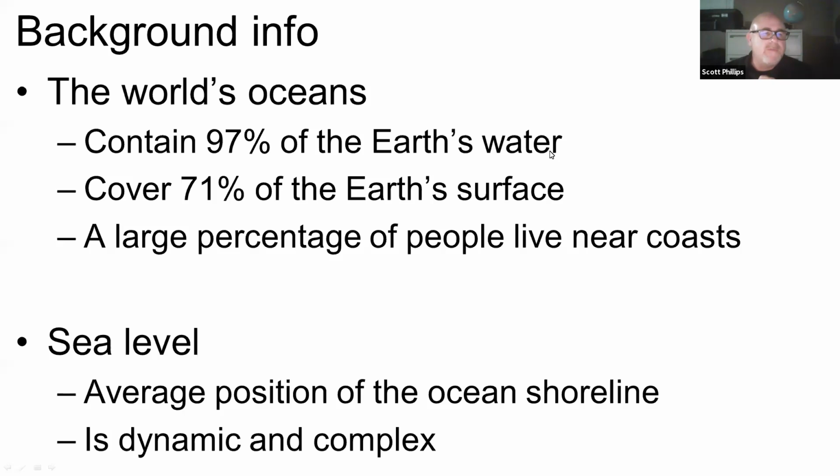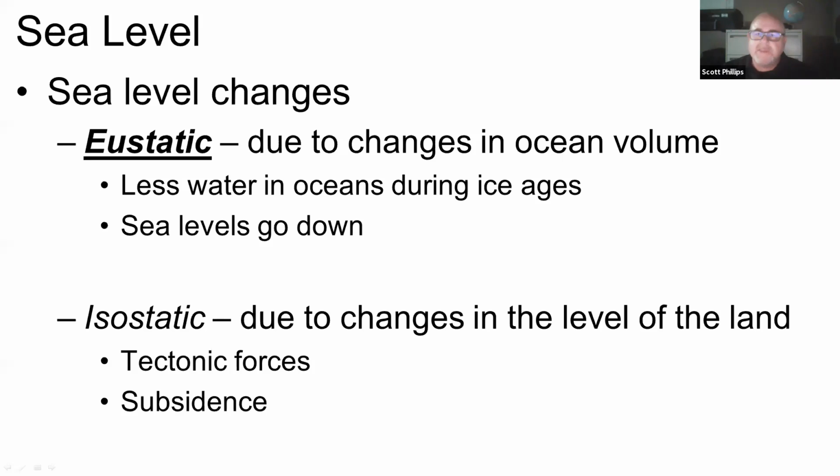And I want to take that a little further and talk about different kinds of sea level changes. There's what's called eustatic sea level change. That is change to the volume of the ocean. If you recall, we've talked about during the ice ages, sea levels were lower, and with global warming, sea levels are higher. Those are both examples of what's called eustatic sea level change.